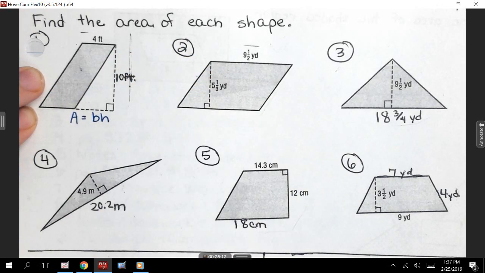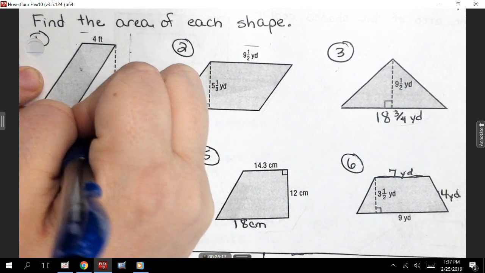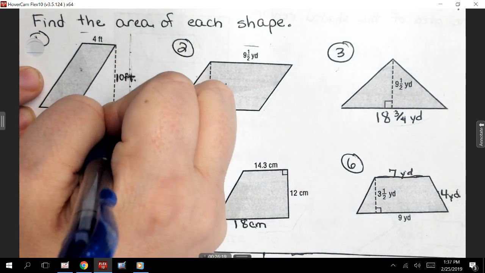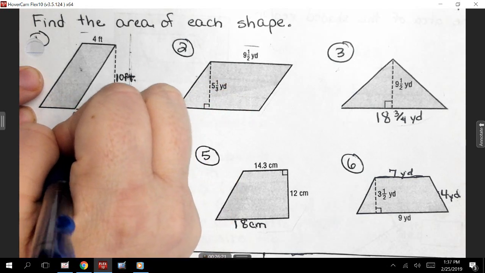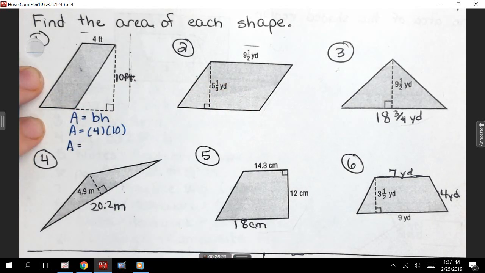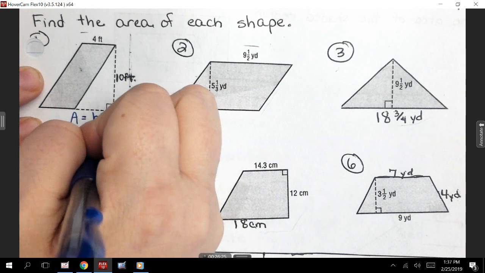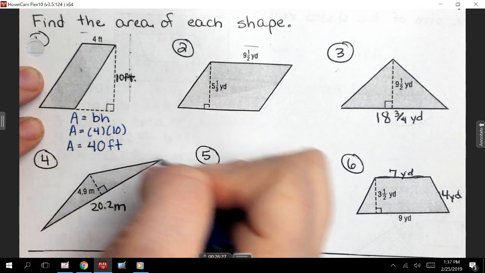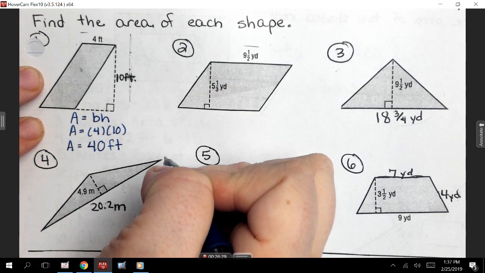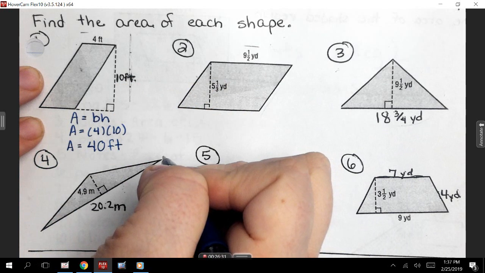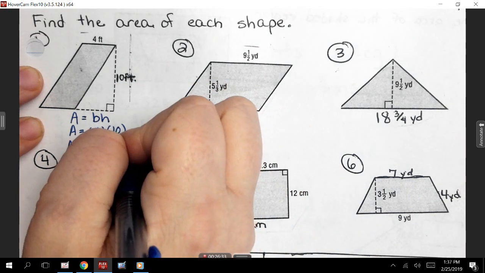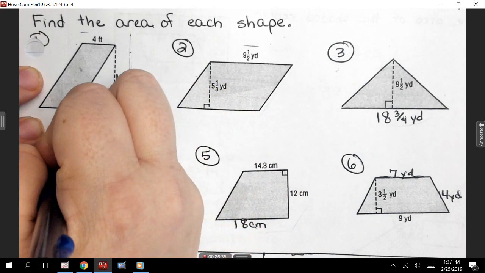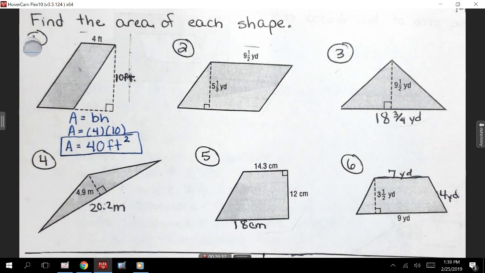What is my base and my height for this parallelogram, Tyler? 4 and 10. So I got 4, and then my height is going to be 10. So what is my area going to be here? 40 feet, with a 2. 40 feet with a 2. Remember, area is squared. If it has a volume, you put a 3. But if it's area, it's squared.